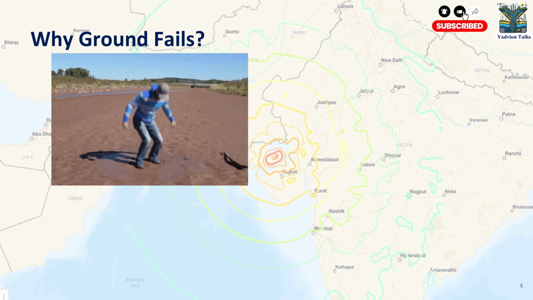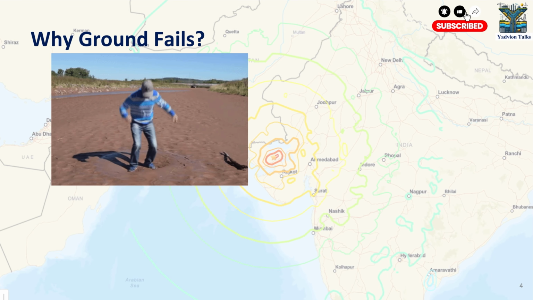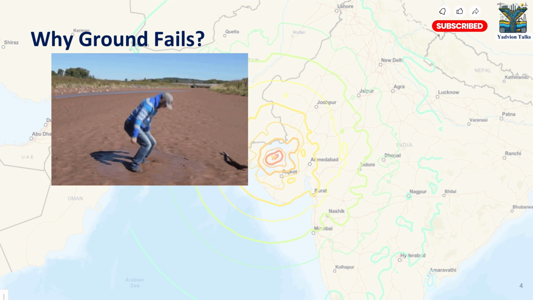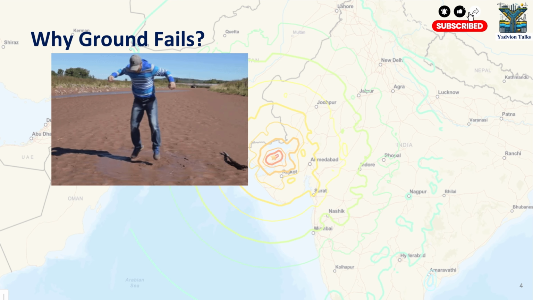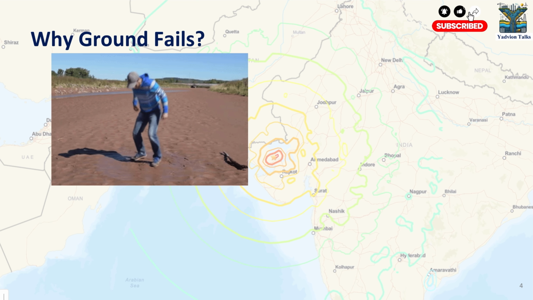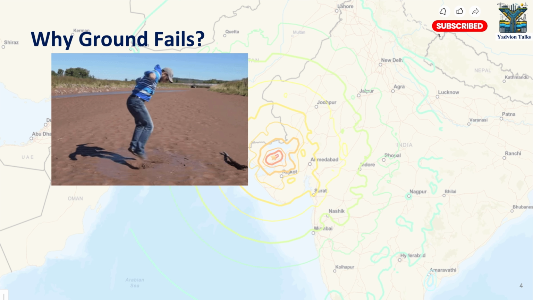So why does the ground fail? This is another type of failure due to the earthquake. First we saw the collapse of structures, and now the ground will fail. So how will it fail? As you can see, a man is dancing on the soil, but the soil is behaving like a liquid. This is called liquefaction.